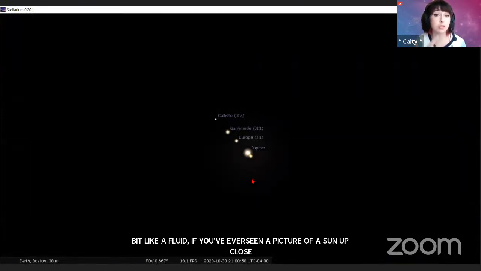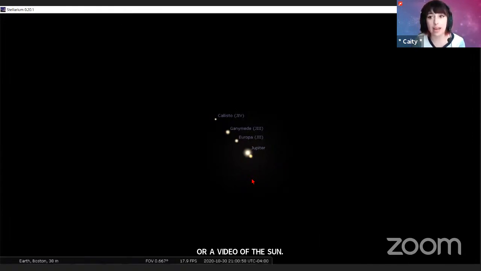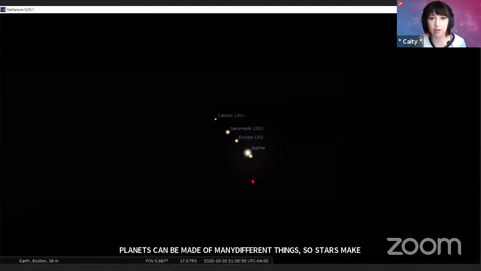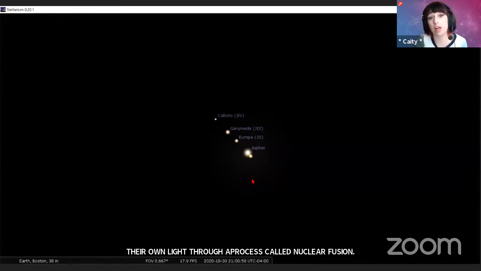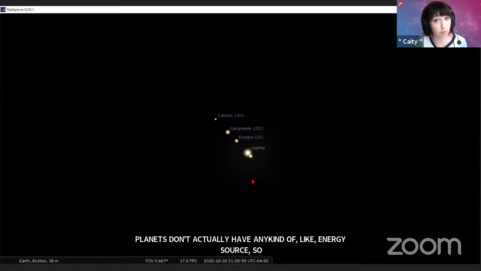So stars make their own light through a process called nuclear fusion. Planets don't actually have any kind of energy source, so they don't make any light or anything like that. They can be made up of a lot of different things. Earth, for example, is made up of rock.